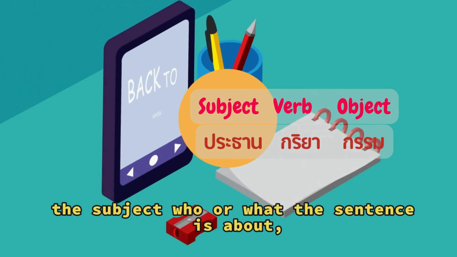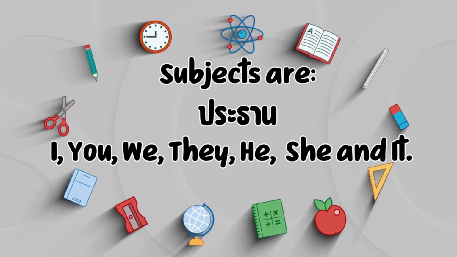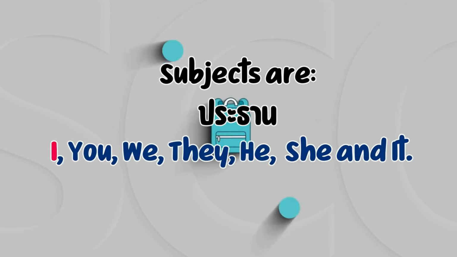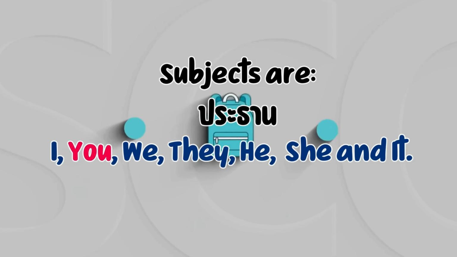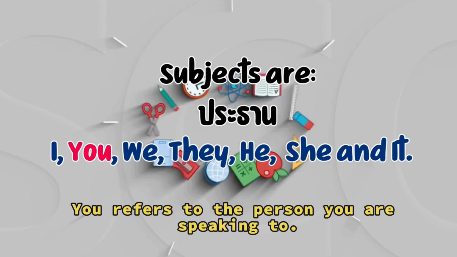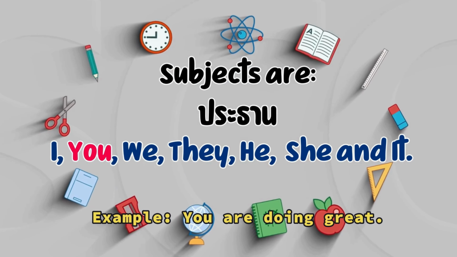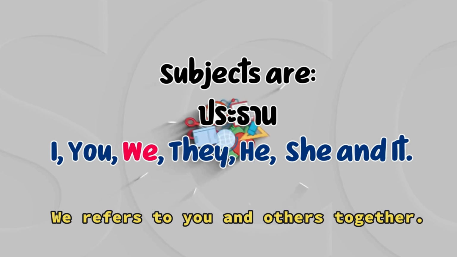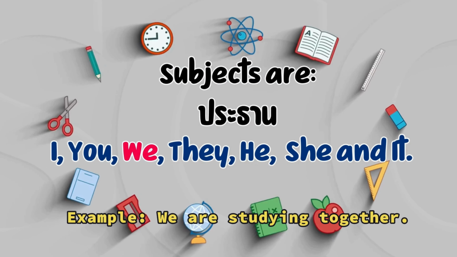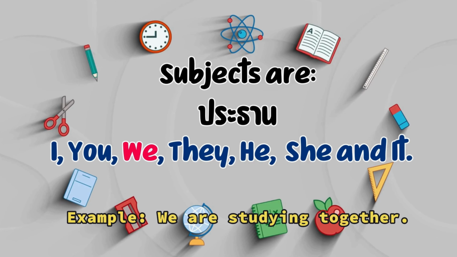In English, subjects are the people or things that perform the action in a sentence. The basic subjects are: I refers to yourself. Example, I am learning English. You refers to the person you are speaking to. Example, you are doing great. We refers to you and others together. Example, we are studying together.